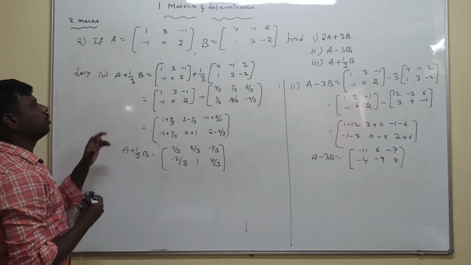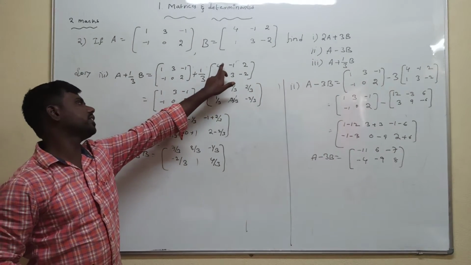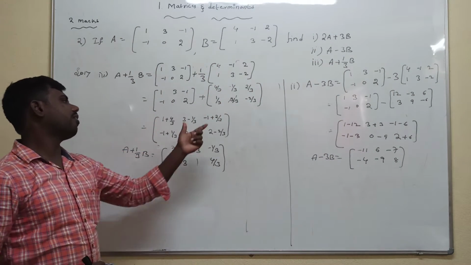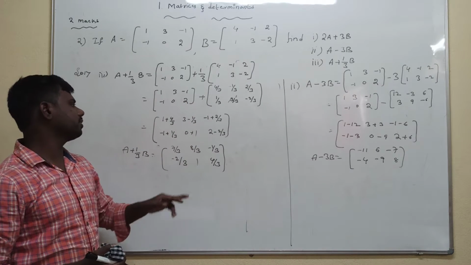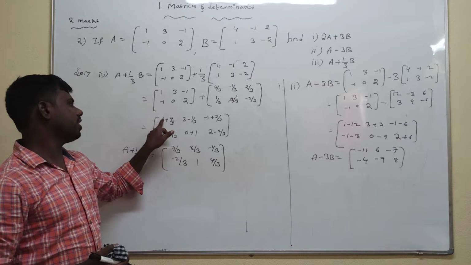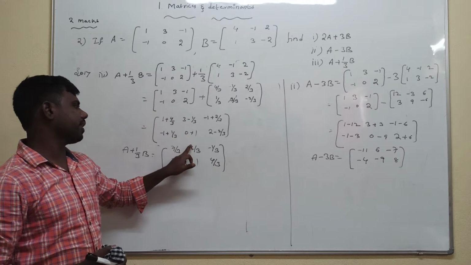into B. So substitute A matrix plus 1/3 into substitute B matrix. B matrix each element product with 1/3. After the rest of the 2 matrices, the condition is we are adding corresponding elements. The LCM is 3. 3 into 1 is 3. 3 plus 4 value is 7/3. 3 threes are 9. 9 minus 1 value is 8/3.